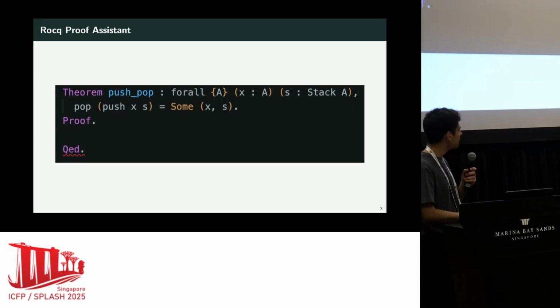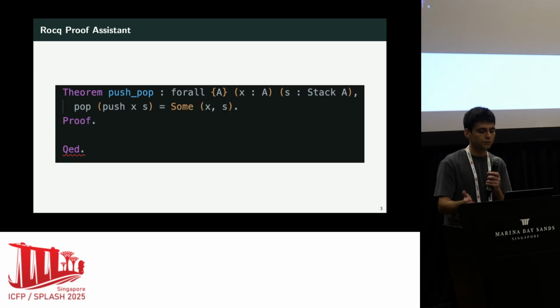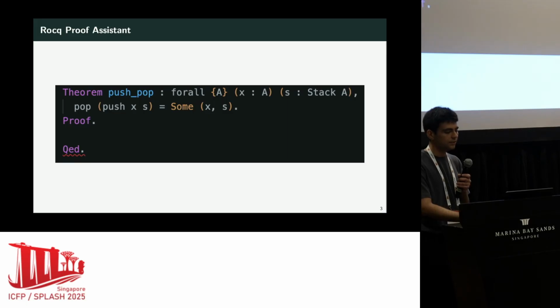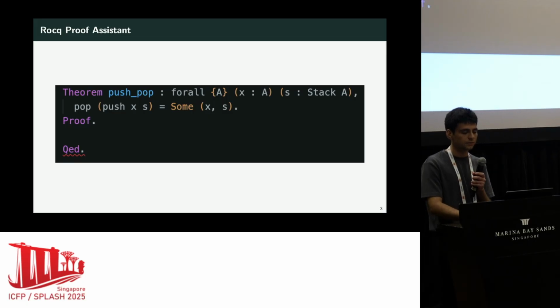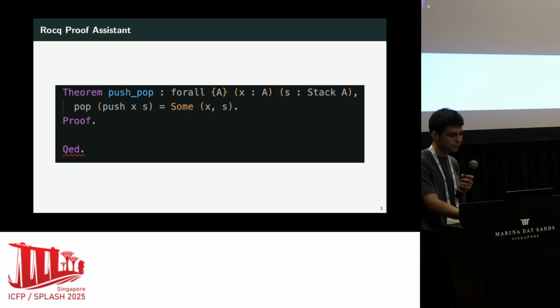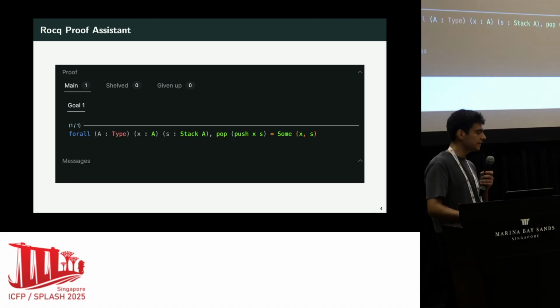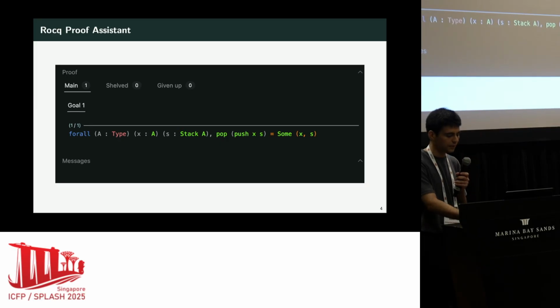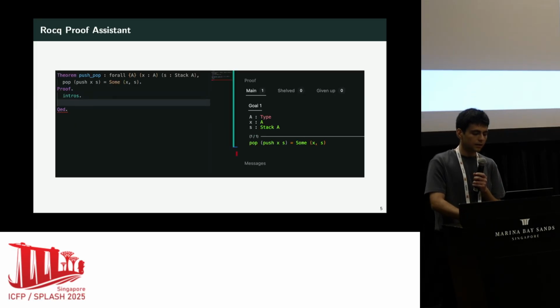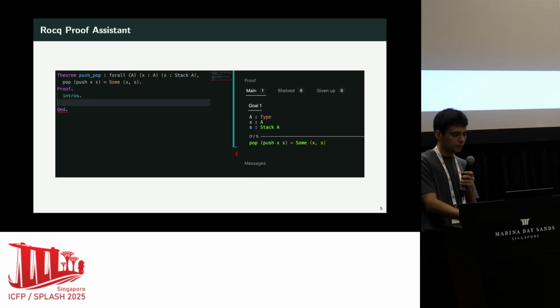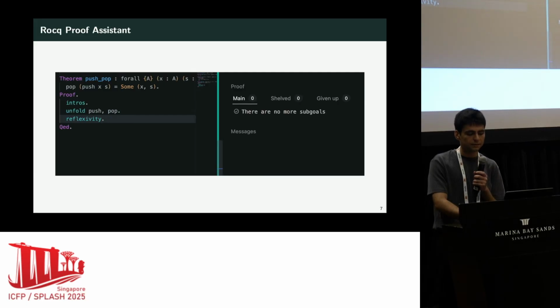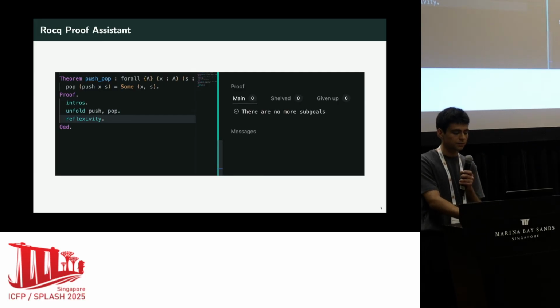And this is an example theorem where if you push something and then pop it, you get the exact same result back again from the stack. You can see that QED is right now underlined because we haven't written a proof. Then at the right-hand side of your IDE or text editor, you can see this proof goal. As you write some tactics, which is basically writing your proof, you will see that your QED line will disappear if you successfully complete the proof.